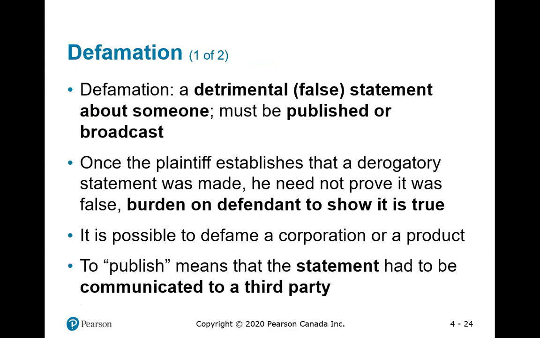Now, defamation. We discussed a little bit about defamation when I shared with you our freedom of opinion, freedom of expression under the Charter. So defamation is when there's a statement that is either false or detrimental about someone, so it has to be related to the person in question, to the plaintiff, and it has to be published. Published, actually, means it has to be spoken to another person. Published here is in a broader sense.